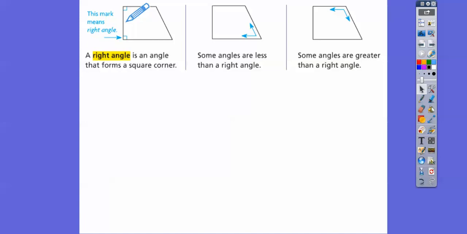Things that are opened up less than a right angle, this one's opened up less than this one right here. This one is opened up more than a right angle. If it was a right angle, I would go straight down right here and it would be a right angle with this one, but this one's opened up more. And if I was going to make a right angle over here, I'd go straight up. So this one's opened up less than a right angle.